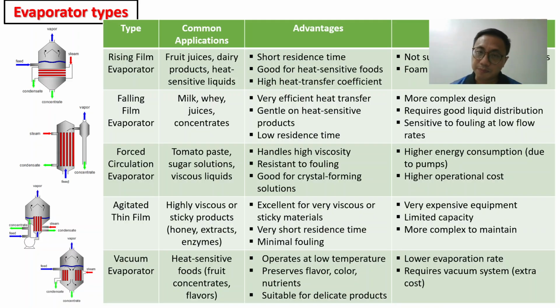So it's good to handle highly viscous products, and resistant to fouling, because we have a high flow rate, so the contact time of the product with the heat transfer surface is short, and the possibility of fouling is lower. It's also good for crystal forming solutions. If you are planning to have crystallization happen, before the crystallizer maybe we can initiate the crystallization process, so it's good to use this forced circulation evaporator.